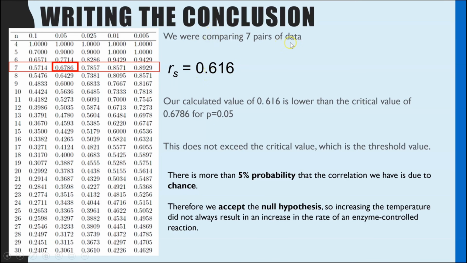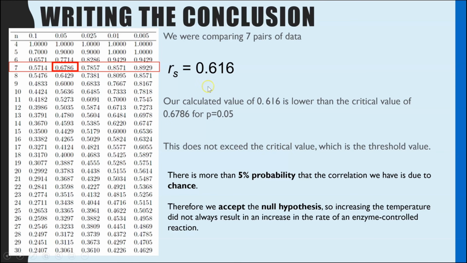We have 7 pairs of data that we were comparing. So we need to read off the 7 pairs of data row. And as I said, you are always comparing to the p-value of 0.05. That is what we call the threshold point to be able to decide if it's a significant correlation or not. And our critical value at that p-value is 0.6786. So a critical value is your threshold point.